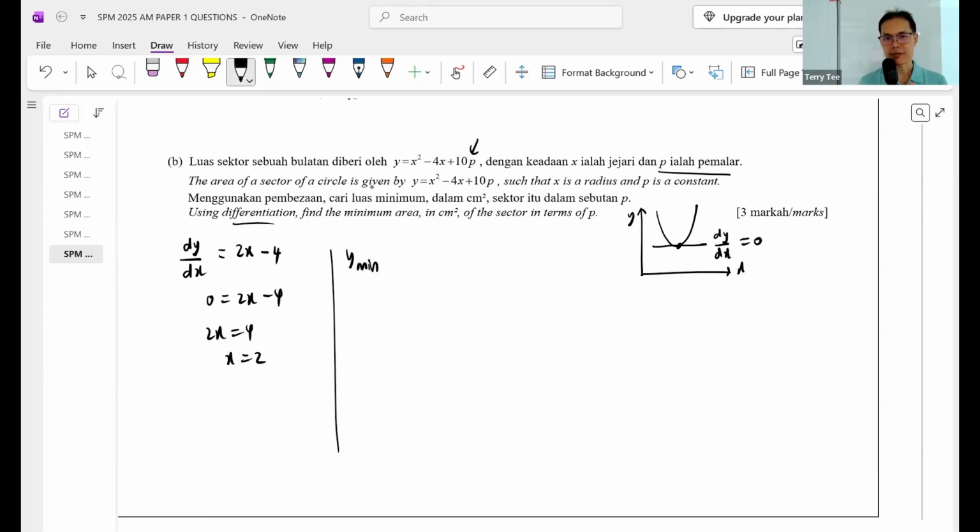So your minimum, they say this is area of sector of a circle. So they call it y, just y. y minimum will be what? Put 2 inside, square it, minus 4 times 2 plus 10p. Okay, 2 squared is 4. 4 minus 8 is negative 4 plus 10p. Normally we put the positive in front, negative at the back. That's it. That's your minimum area, right? Do you have to write the unit? No need, no marks given for unit, so we can just leave it as 10p minus 4.